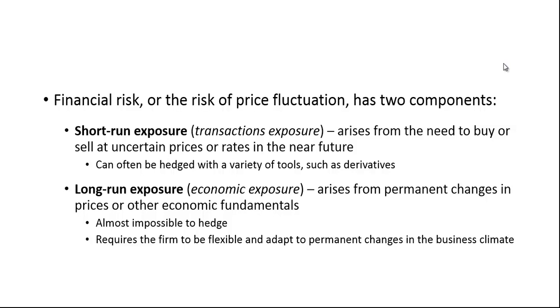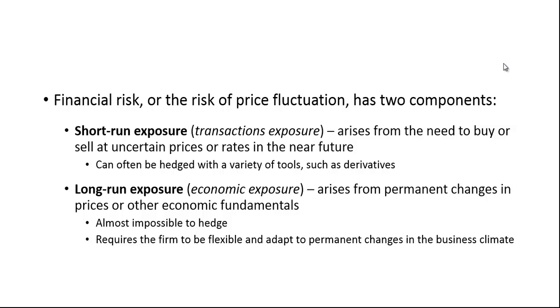Financial risk, or the risk of price fluctuation, has two components. Short-term exposure, sometimes known as transactions exposure, arises from the need to buy or sell at uncertain prices or rates in the near future. And these can often be hedged with a variety of tools such as derivatives, futures, or options. And I will discuss how to do that in a separate video.